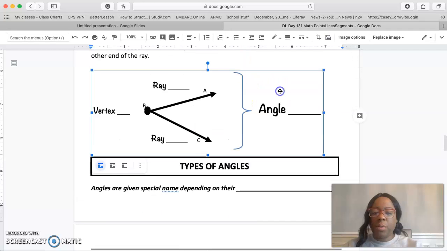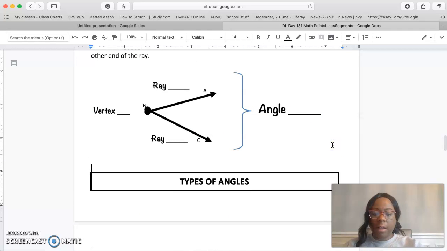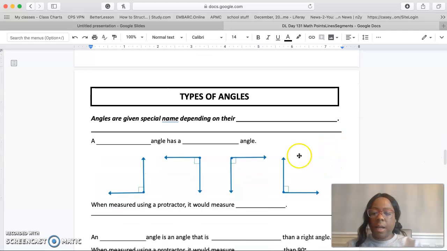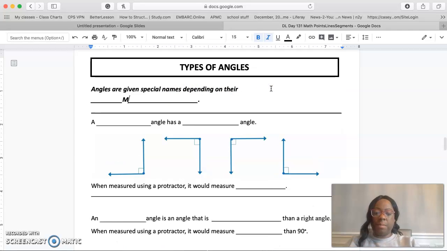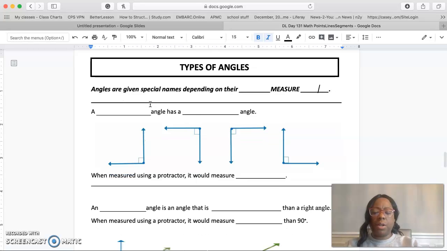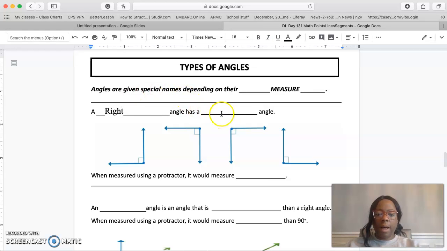Let's move on to types of angles. Now, angles are given special names depending on their measure. All right. Now, what do I mean by depending upon their measure? When we are creating angles, we measure them in degrees. A right angle has a square angle.